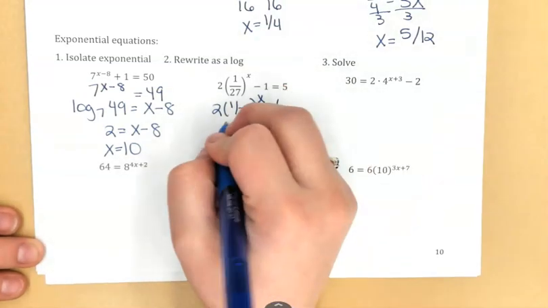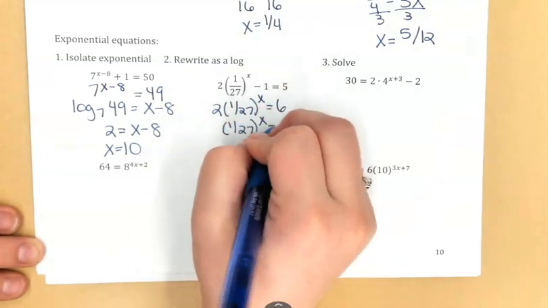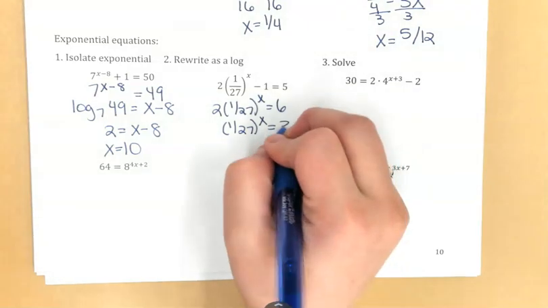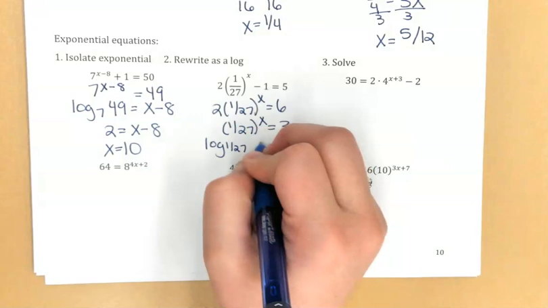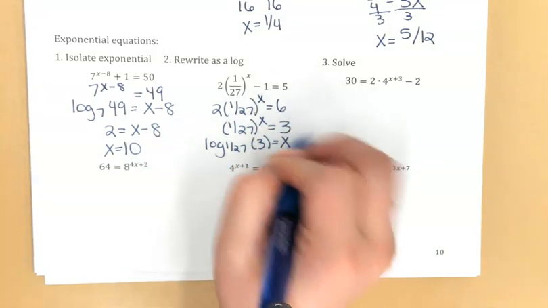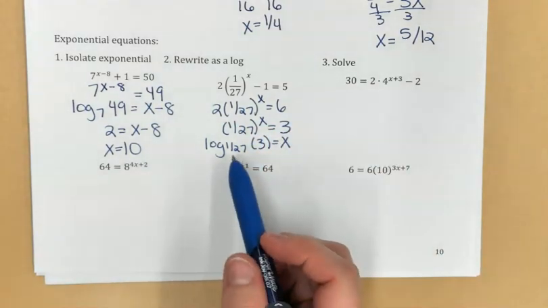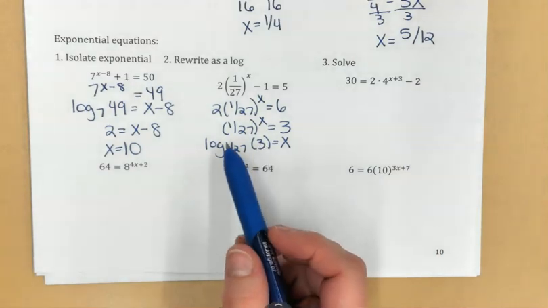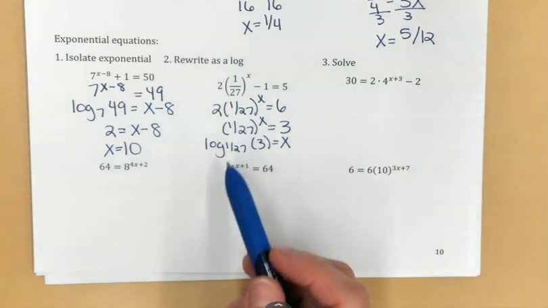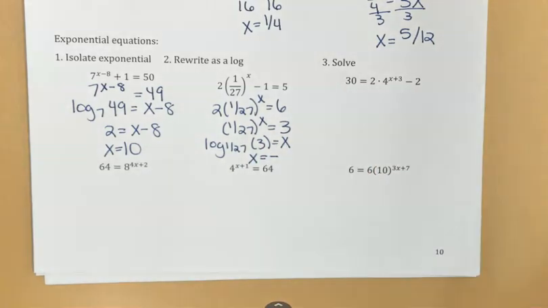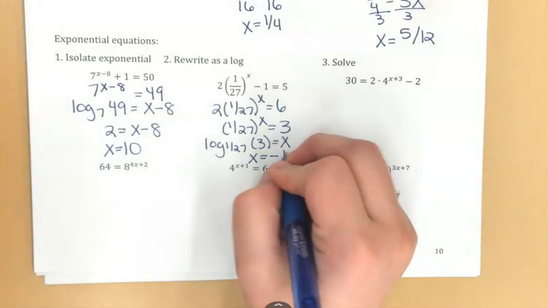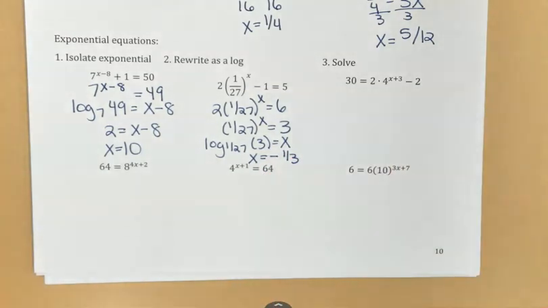On the next one, I need to add 1, and then divide by 2. So 1 over 27 to the x is equal to 3. That as a log would be log base 1 over 27 of 3. So I have to think, 1 over 27 to what power would give me 3? Well, first, if this is going from a fraction to a whole number, that means this is moving to my numerator. So I know my exponent needs to be negative. Then if I'm going from 27 to 3, that is a cube root, or the 1/3 power. So x is negative 1/3.